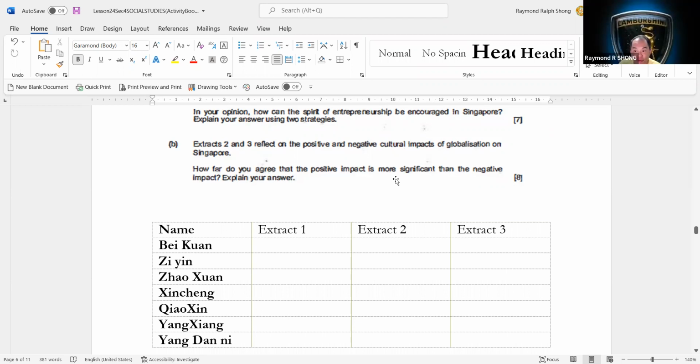Okay, be careful. So I did mark you wrong, you see? Anyway, the question you face is also wrong. How far do you agree that the positive impact is more significant than negative cultural impact? Because they ask you positive and negative cultural impacts. Then you tell me in positive and it's more significant than negative impact. You should put the word cultural.